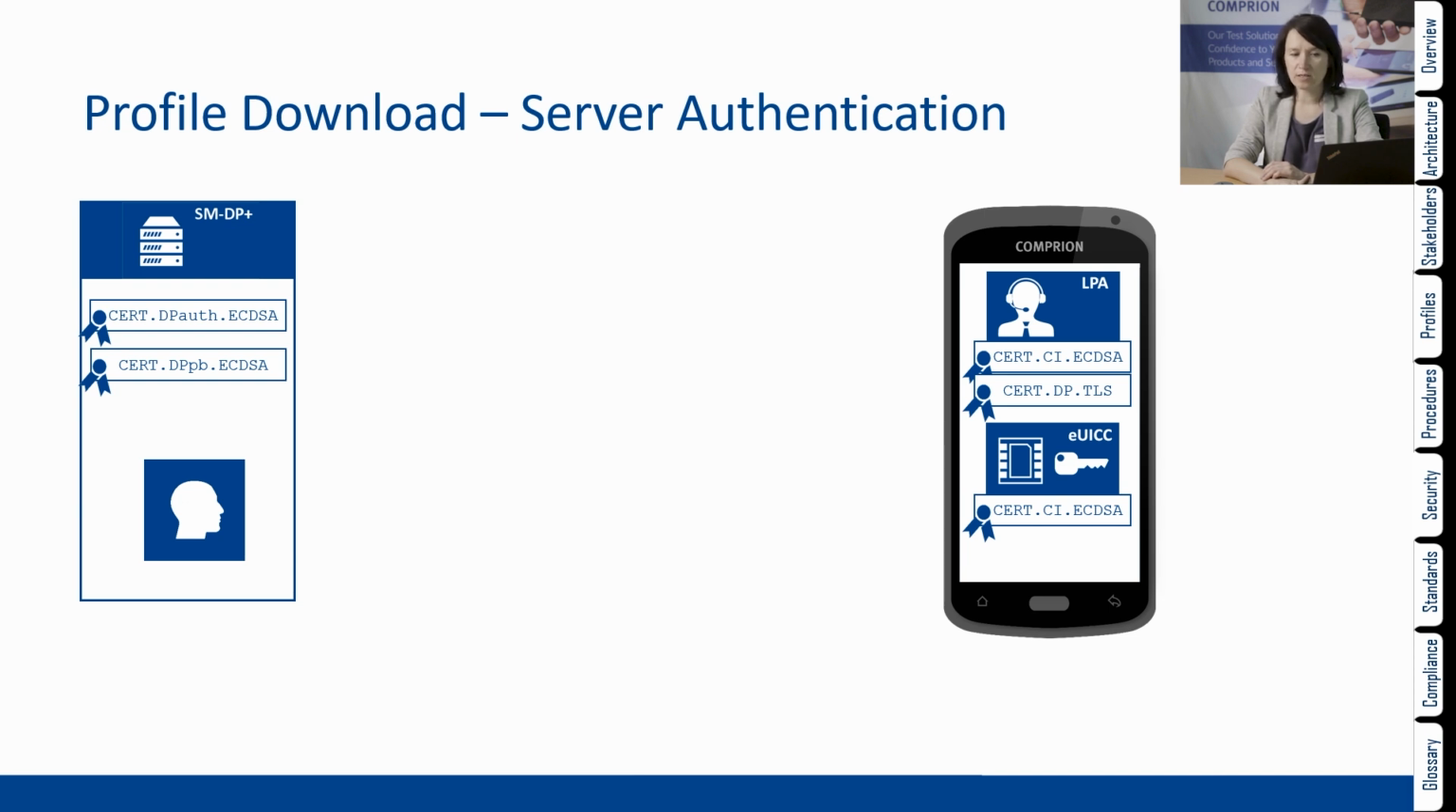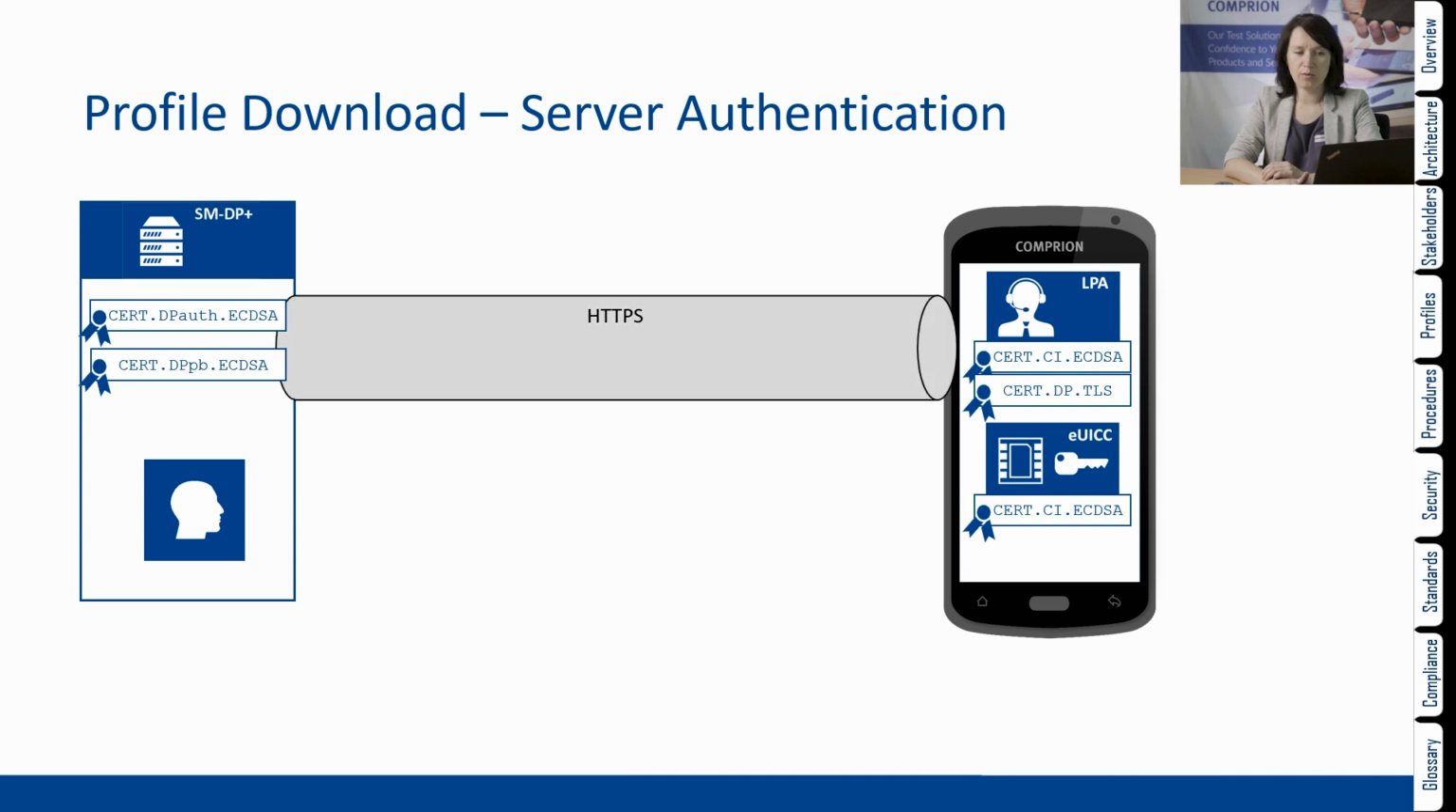The LPA verifies the certificate using the GSMA CI, and if it's authentic, then the channel can be established. In the next step, a negotiation is required. The EUICC will inform the SM-DP+ about the list of possible certificates which can be used for verification and signing.